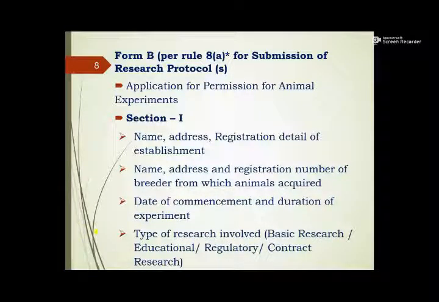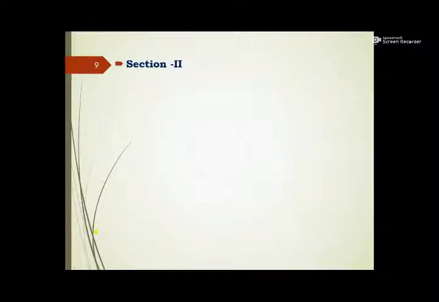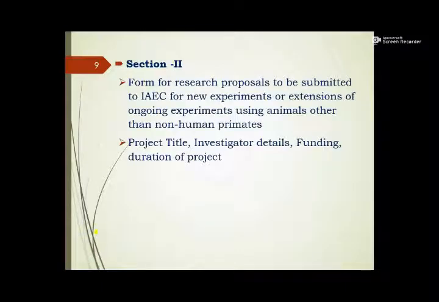So probable date of commencement and probable duration of experiment you have to mention here, and type of research involved, whether it is a basic research, educational research, regulatory or contract research, that you have to mention in Section 1. Now in Section 2, again the detailed information regarding the study, you have to mention.